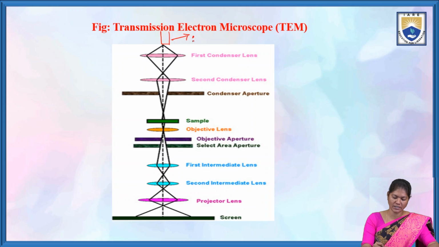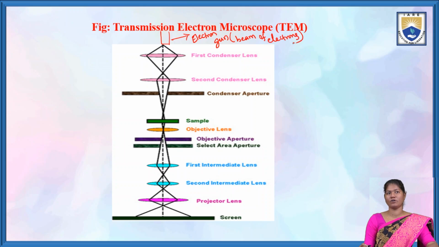It is the electron gun, which produces a beam of electrons. The monochromatic beam of electrons is focused by these two condenser lenses: the first condenser lens and then the second condenser lens.